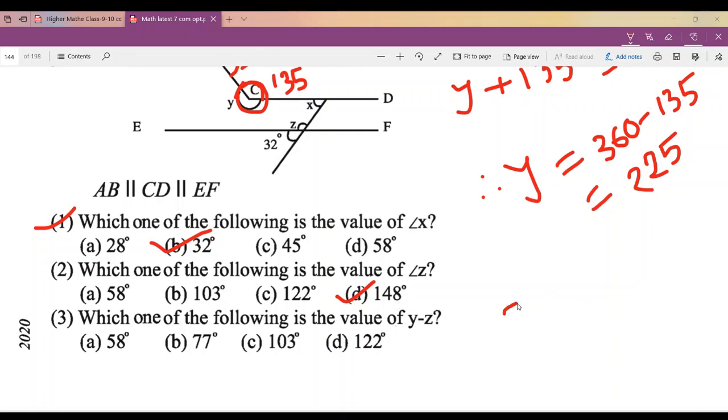So the value of Y is 225 and the value of Z is 148. Subtracting these two, we get the result. The result is 77.